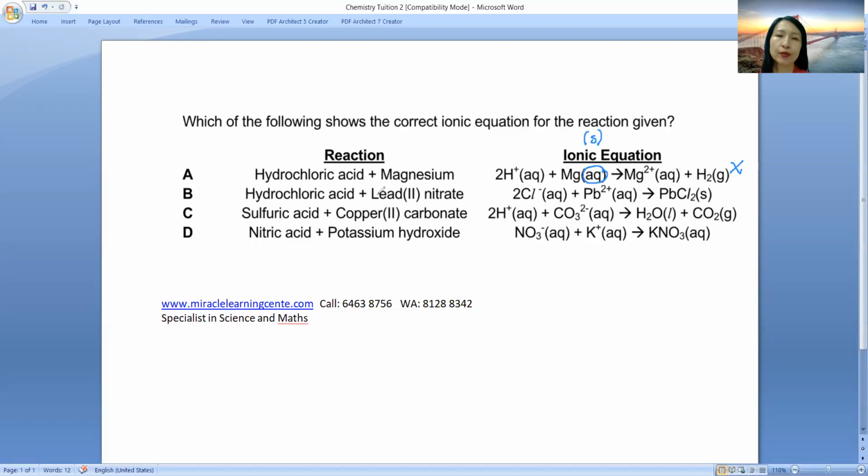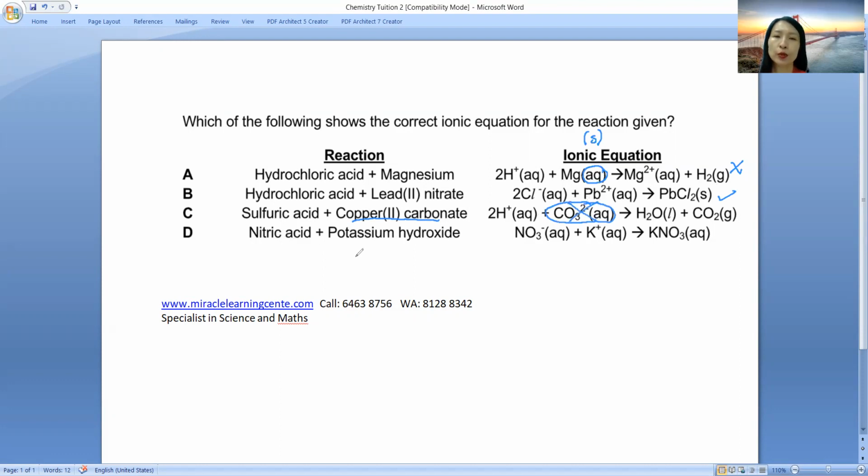Hydrochloric acid reacts with lead nitrate. This is a precipitation reaction. You have two aqueous solutions reacting to give a solid. This is correct. Sulfuric acid with copper carbonate. Copper carbonate is not soluble in water. Hence, you cannot ionize to become an aqueous solution. So this one is incorrect.